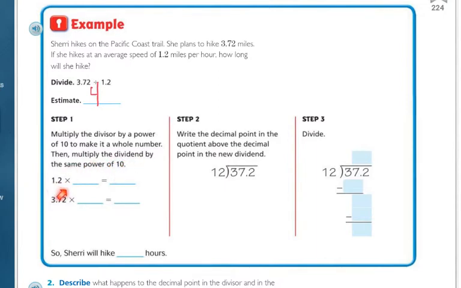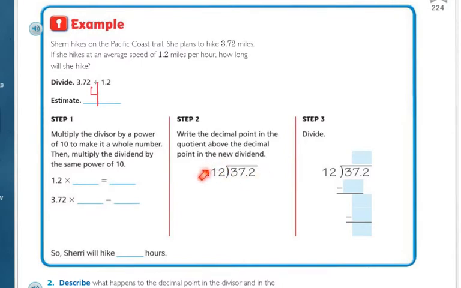Because remember, we're just going to move it over so that we have a whole number. You don't want to divide with a number that has a decimal on the outside and a decimal on the inside. So you want to change the outside number into a whole number. In order to do that, you have to move the decimal over however many spaces until it becomes a whole number. Whatever you do on this side, you have to do on this side.